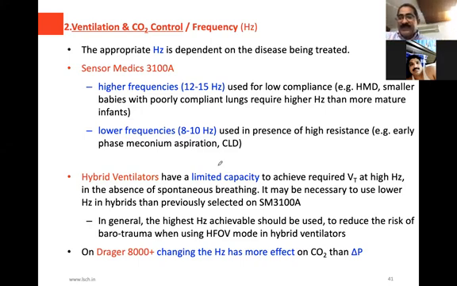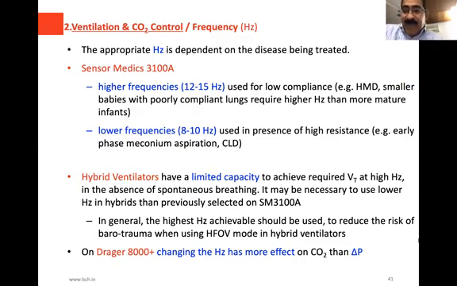Whereas in the hybrid ventilators, they have limited capacity to achieve tidal volumes at higher frequency in the absence of spontaneous breathing. It may be necessary to use lower frequency in hybrids than previously selected on the SensorMedics. So you might end up using even 4 or 5 hertz in these hybrid ventilators. In general, the highest frequency achievable should be used to reduce the risk of barotrauma when using HFOV in the hybrid. That is important. So you need to know your machine first. Once you get used to it, it's very, very easy.